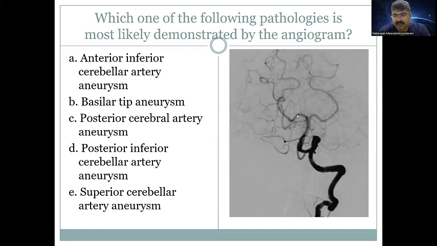This is the P1 PCA, that is the P1 part of the posterior cerebral artery. And this is the superior cerebellar artery, the terminal branches of the basilar artery. And here, this is the vertebral artery, and here is the origin of the PICA. Most of the time, PICA aneurysms are seen at the vertebral artery PICA junction, or the origin of the PICA. So what we see here is a PICA aneurysm.